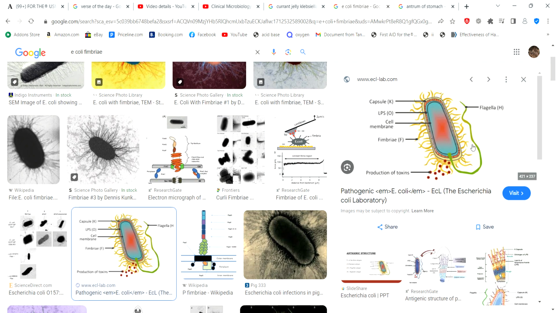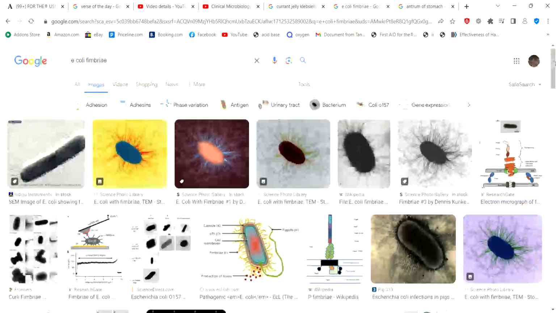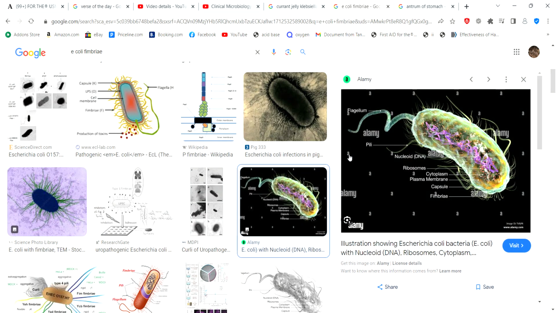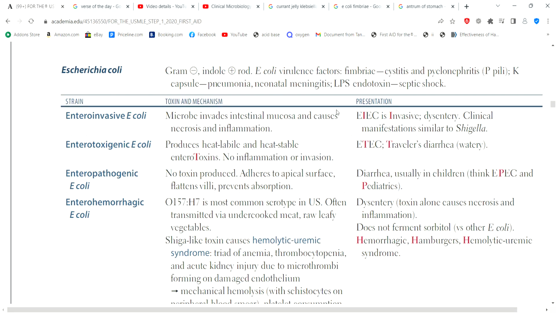Okay, and now P. pilus. What is P. pilus? P. pilus is just another projection from the E. coli that causes pyelonephritis. Maybe I can show you here. Pili. Okay, yeah. So right here, see this? This is the flagella of the E. coli, and this is the Fimbriae, and this is the pilus, which is slightly larger than the Fimbriae, and causes pyelonephritis in the patient.